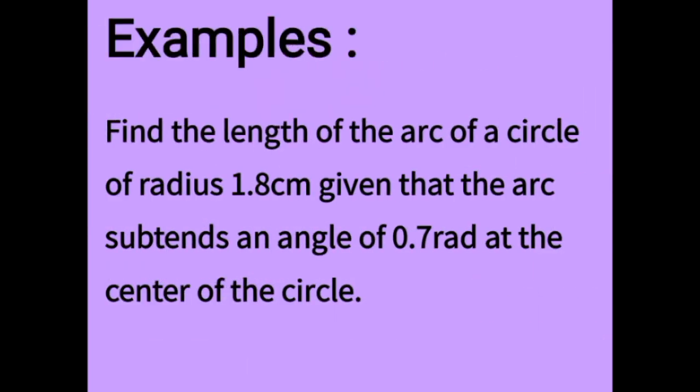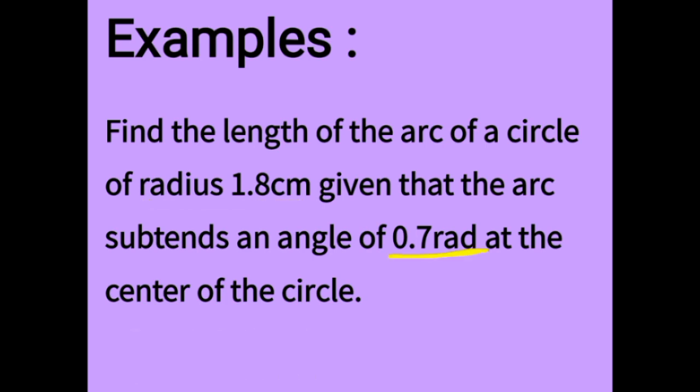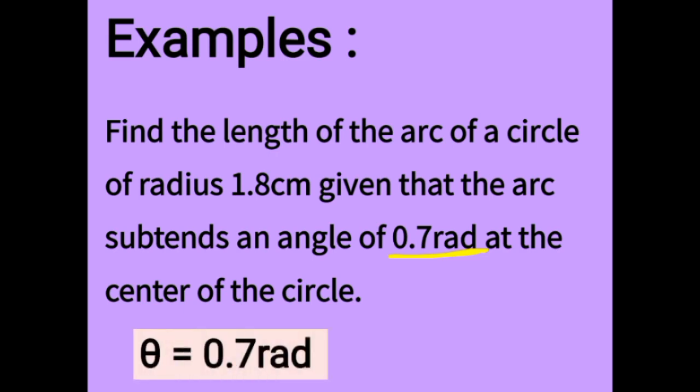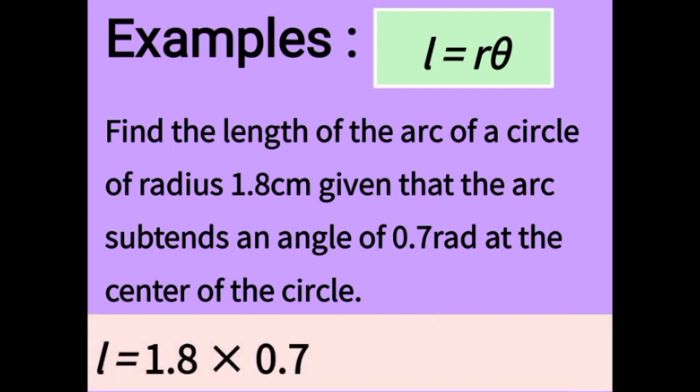Find the length of the arc of a circle of radius 1.8 cm given that the arc subtended an angle of 0.7 radians at the center of the circle. Now here we know the radius is 1.8 cm, so r equals 1.8 cm. And given that the arc subtends an angle of 0.7 radians at the center of the circle, then theta equals 0.7 radians. Then using the formula L equals r theta, L equals 1.8 times 0.7 equals 1.26 centimeters. So the arc length is 1.26 centimeters.